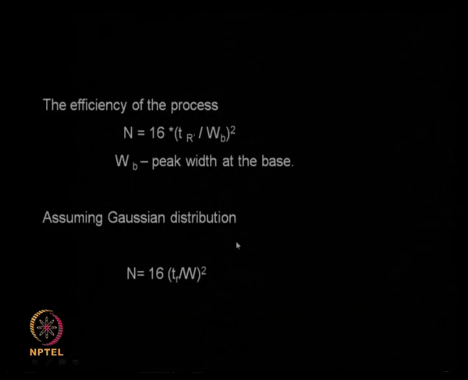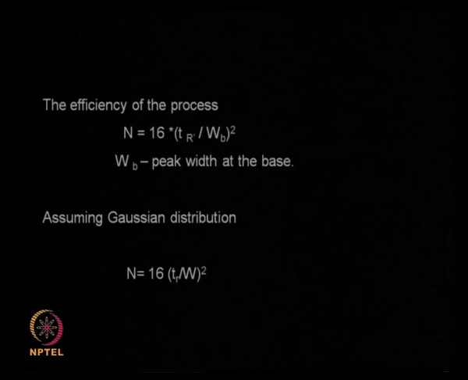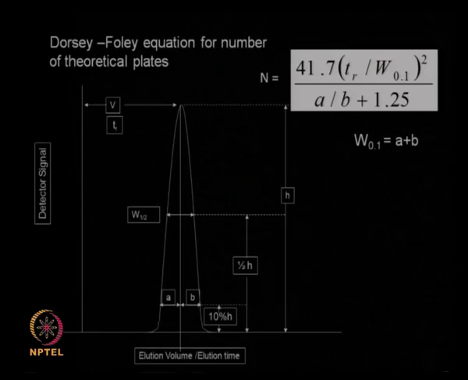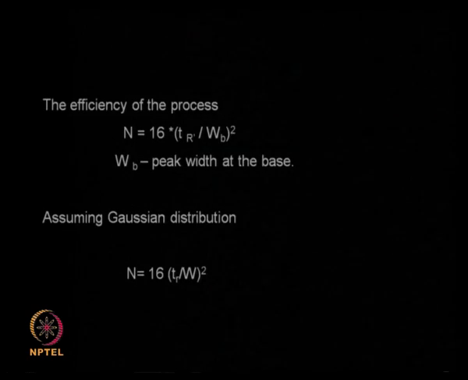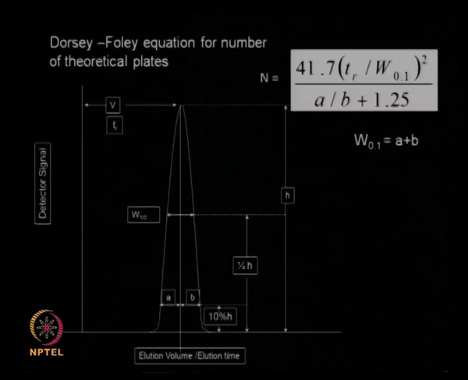There are different types of equations available for this depending upon whether we are measuring the base width or the half width maximum and so on, that means width at the half maximum. All these assumptions are based on a Gaussian distribution, but what happens if it is not Gaussian?